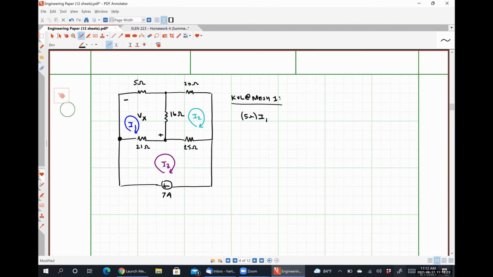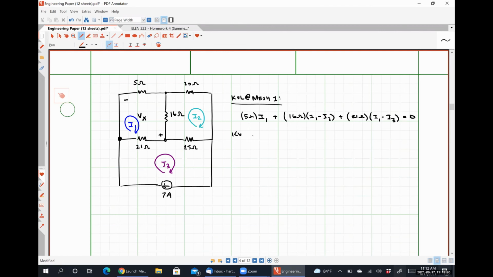So you said 5 ohms times I1. I absolutely agree with that. What's next? It'd be 16 ohms times I1 minus I2. All righty. And what's next? 21 ohms times I1 minus I3. Absolutely correct.